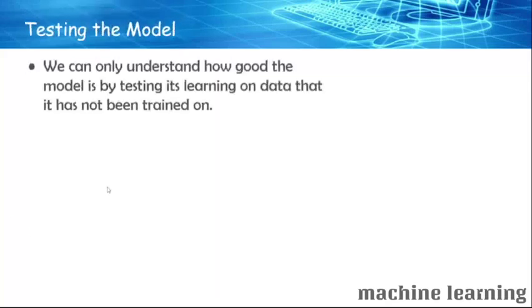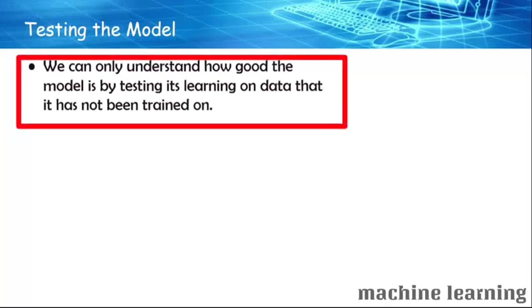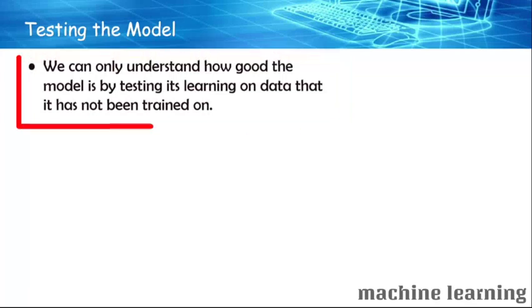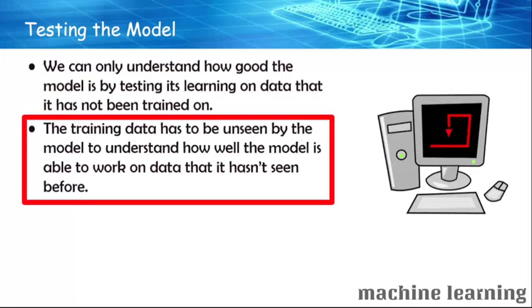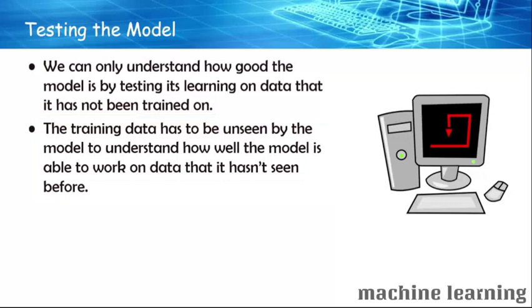Then we move on to testing the model. We can only understand how good the model is by testing it on data that it has not been trained on. That's why I was saying we will be splitting the data set into a training set and a test set. It will be completely new data, unseen by the model. Now we'll see how well the model works on data it hasn't seen before, basically a new data set.